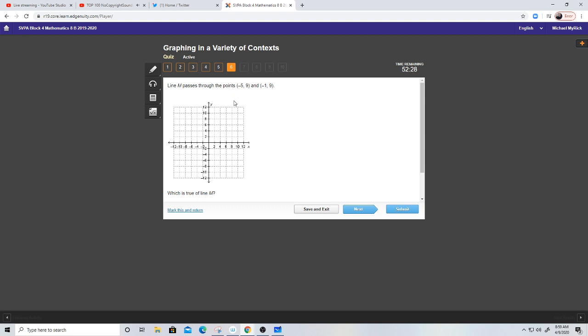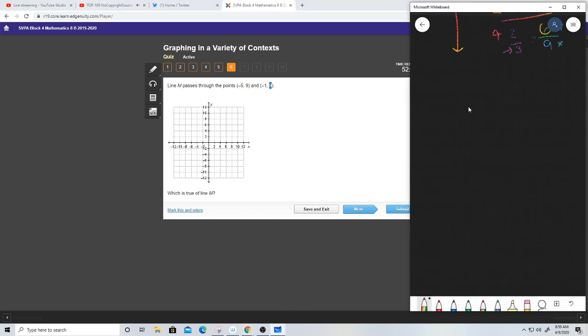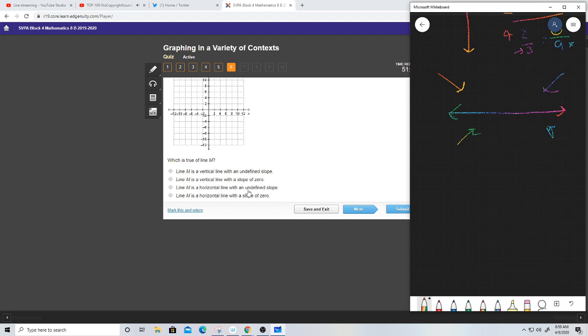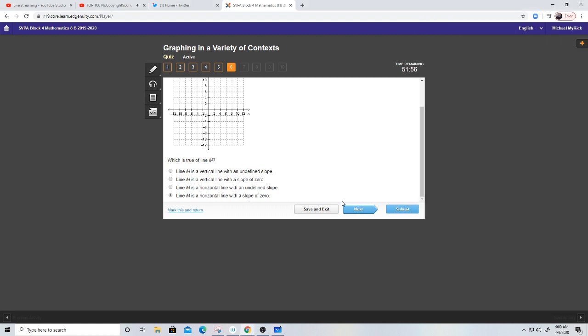Alright. They want us to draw this line and tell us what's true of it. First of all, we don't even have to draw it. But you see how the y's don't change? If you notice, the y's do not change. When y's don't change, lines look like this. Like that. If the y's don't change, that means it's horizontal. And if it's horizontal, it's got a slope of 0. Remember, undefined is for up and down lines only, verticals.